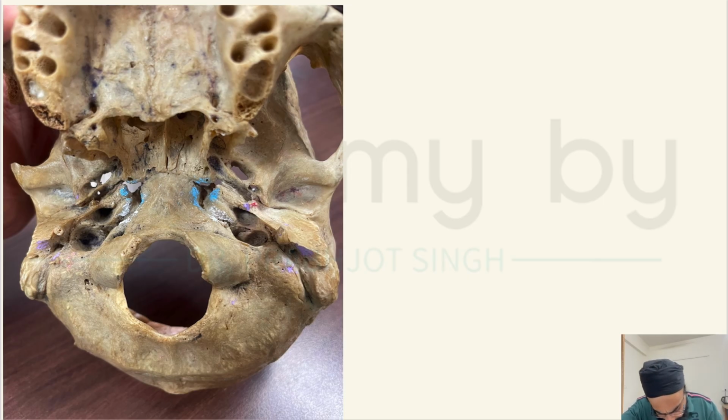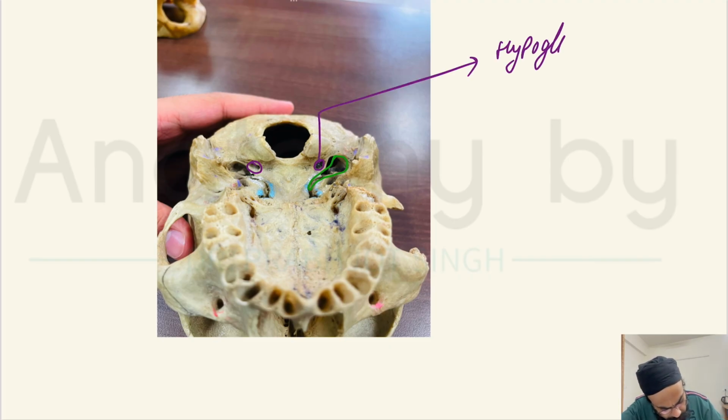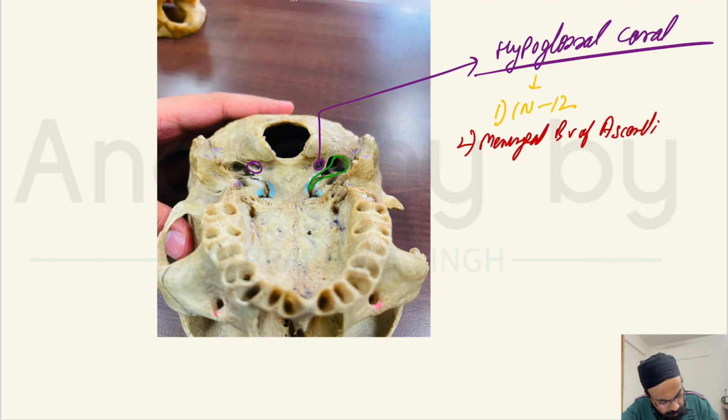Okay. For the hypoglossal canal, some other image. Yes, this is the jugular foramen, the bigger one you can see. And can you see this small opening over here? This is the hypoglossal canal. What passes through it? Through it pass cranial nerve 12, that is the hypoglossal nerve, and the meningeal branch of the ascending pharyngeal artery.